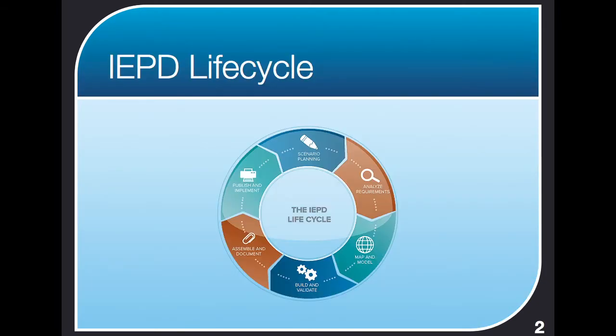Going back to the IEPD lifecycle diagram, we've taken care of scenario planning and we've looked at analyzing requirements. We're now sort of in that quadrant at 4 and 5 o'clock, map and model. Now we've done the modeling, we talked about UML in the previous section. Now we're going to talk about mapping before we move on to building and validating. And then the third part is going to deal with the rest of the cycle.